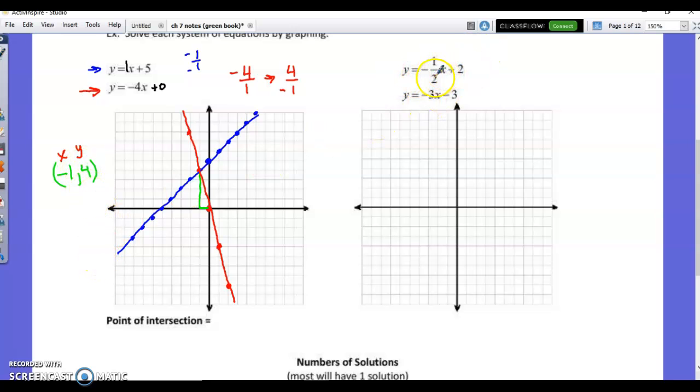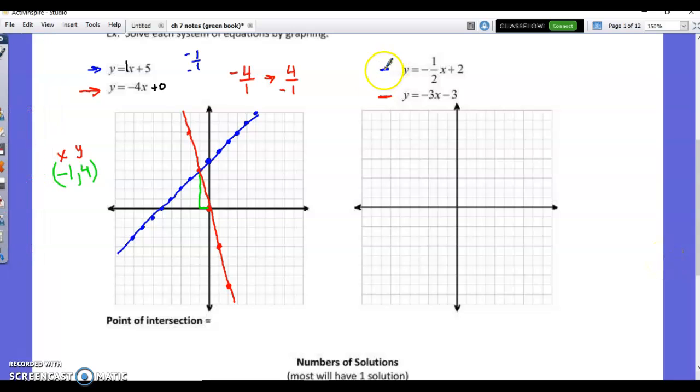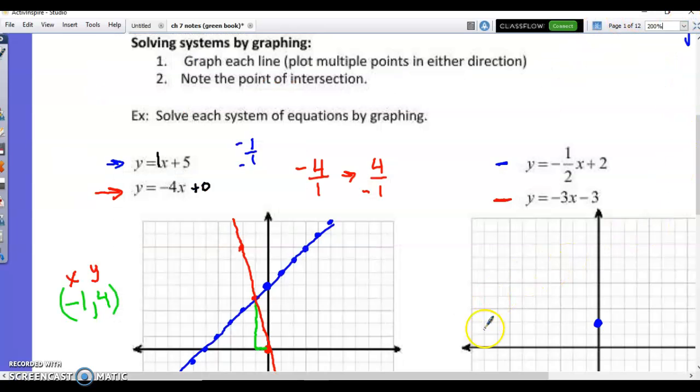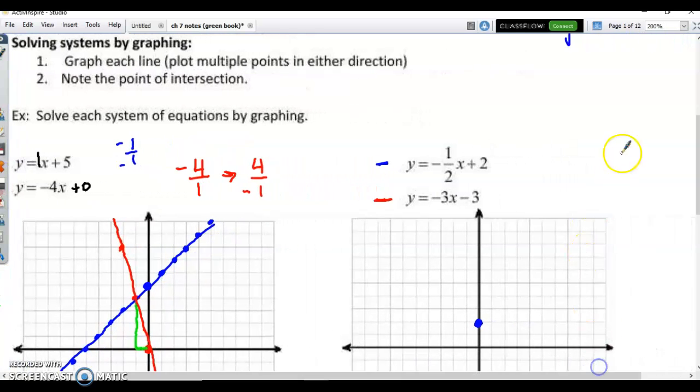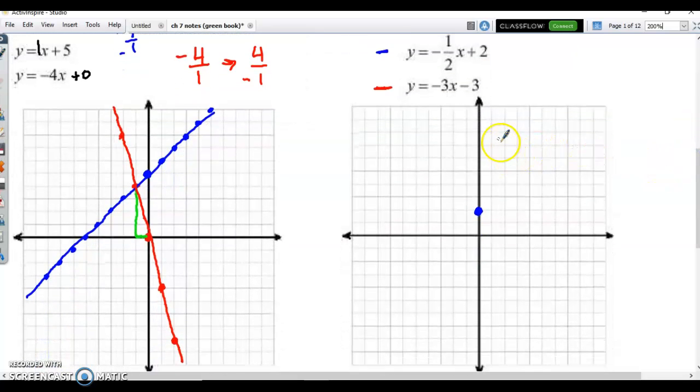All right, so let's go ahead and try this. I'm going to do the same thing. I'm going to use two colors, red and blue for these. So I am going to go to +2, 1, 2, put a dot there. And let's make this a little bigger so you can maybe see it. If you're doing this on a computer, just go ahead and increase the size so it's easier for you guys to do. So I have a -1/2.